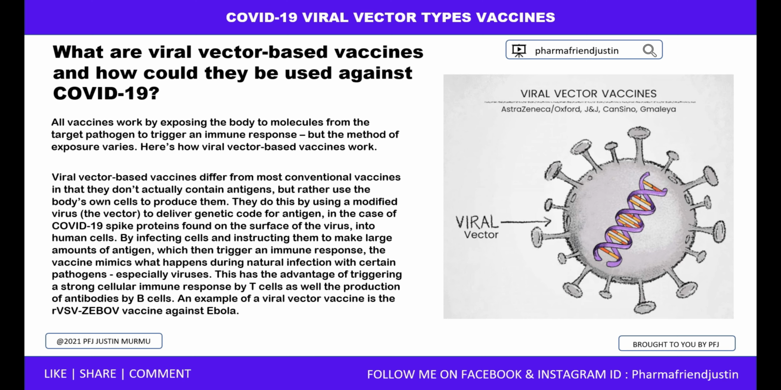The vaccine mimics what happens during natural infection with certain pathogens, especially viruses. This has the advantage of triggering a strong cellular immune response by T cells as well as the production of antibodies by B cells. An example of a viral vector vaccine is the rVSV-ZEBOV vaccine against Ebola.